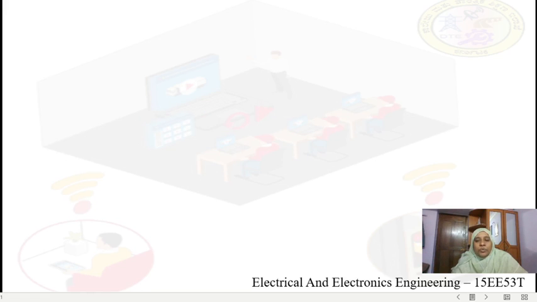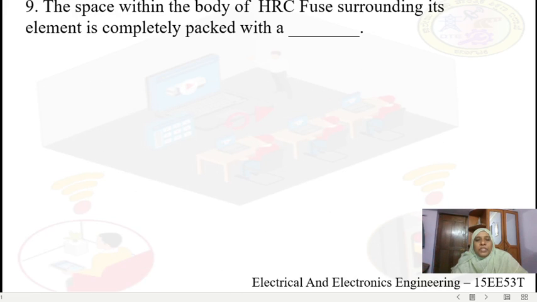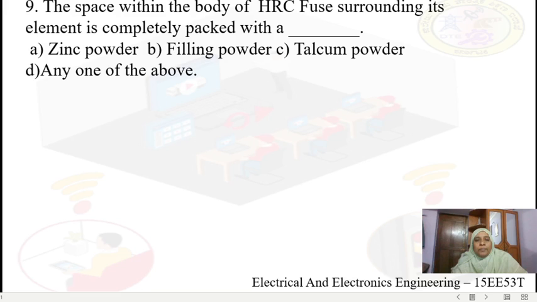Next, the ninth MCQ. The space within the body of the HRC fuse surrounding its element is completely packed with option A, zinc powder, option B, filling powder, option C, talcum powder, option D, any one of the above. So it should be option B, filling powder.